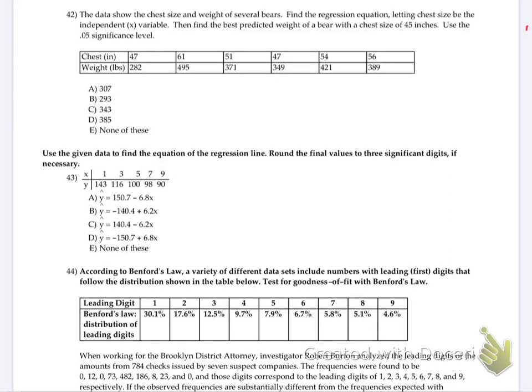All right, so number 42. Yeah, you just did this problem, right? The data show the chest size and weight of the bears. Remember the bears? These problems. Find the regression equation, letting chest size be the independent variable. Then find the best predicted weight of a bear with a chest size of 45 inches. Use a 0.05 significance level.